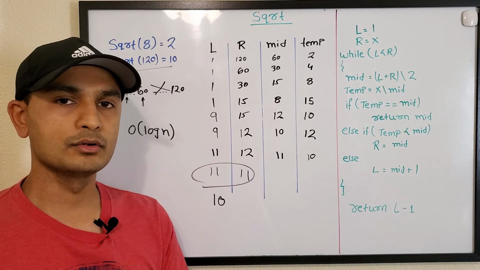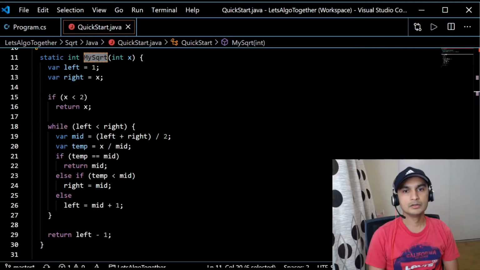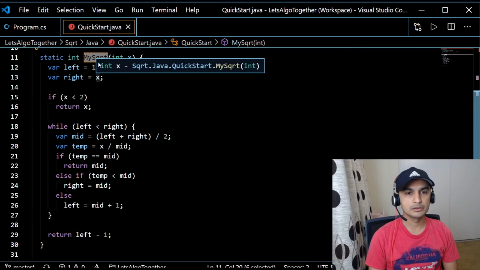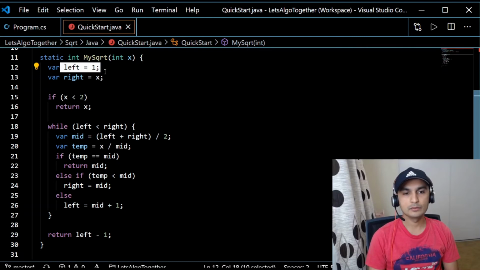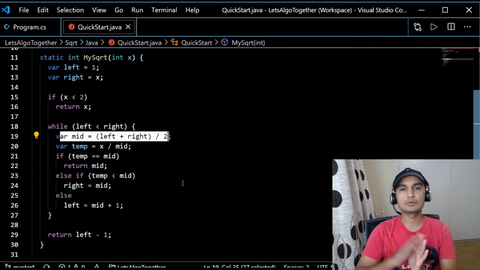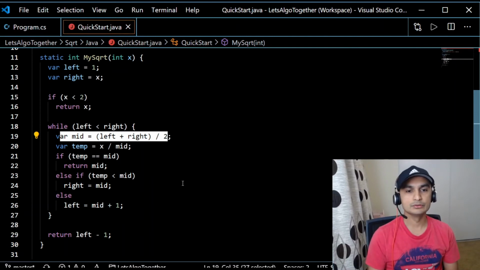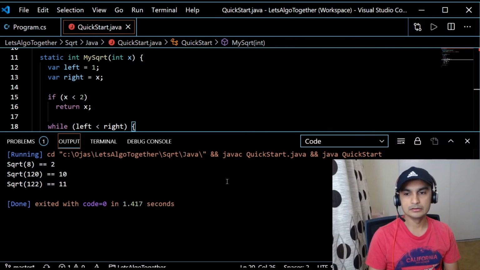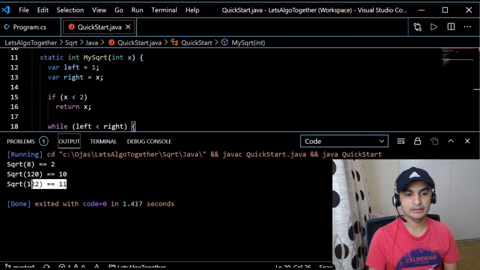So now let's go to the computer, let's run the code and make sure that we get our required square root. Okay guys, this is our final code for finding the square root of an integer. We are doing the binary implementation of the problem. We have left as 1, right as x, and then we keep dividing into two halves, throwing away the half which we don't want and keeping the solution set of the other half. So let's run this code and confirm. Square root of 120 is 10, square root of 122 is 11, as expected.